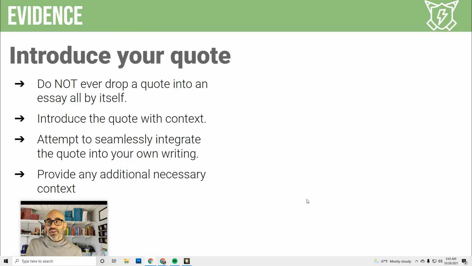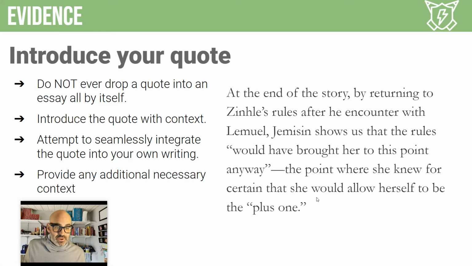And then provide any context that's necessary. So what do I need to understand about what's happening in the story to understand this quote now that you've pulled it out of the story, right? It makes sense to you because you've been doing the work, but to a reader, you need to give them more context sometimes to understand it.